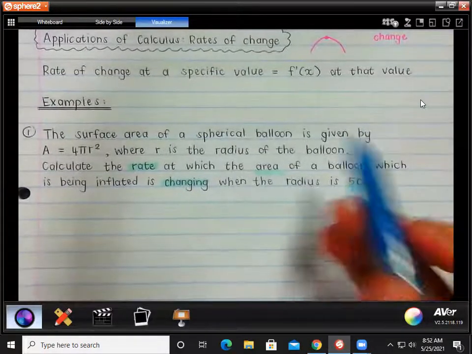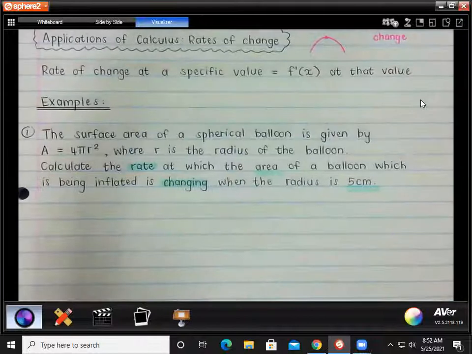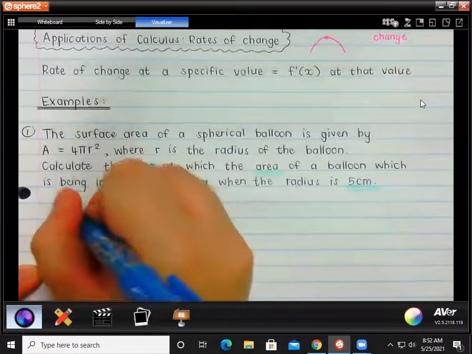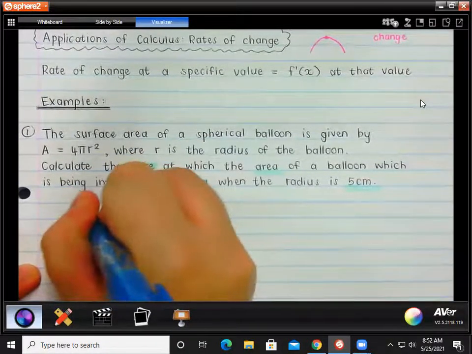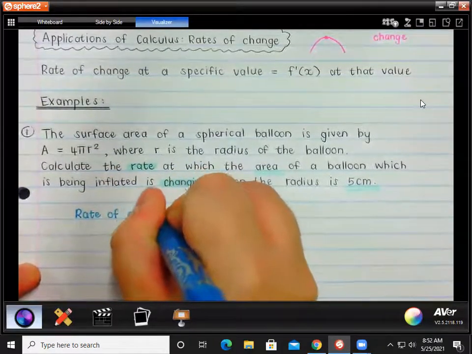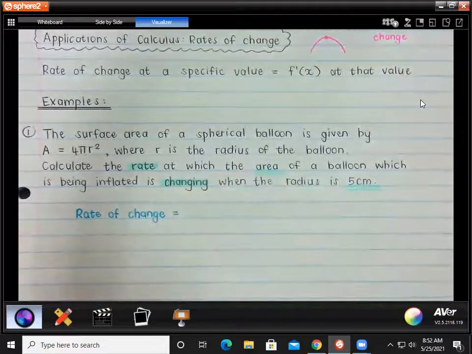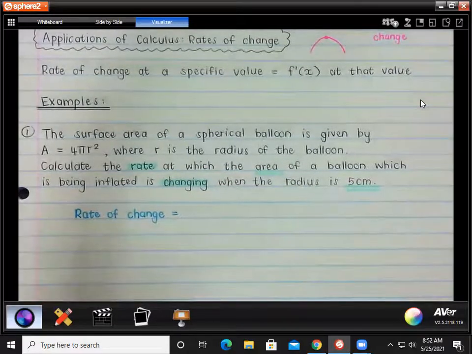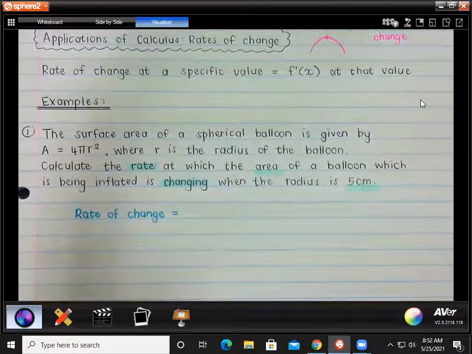Okay, but guys, are we fine with rate of change being the derivative? Okay, so let's just write that. Rate of change. And now, guys, we can't use f dash x. Let's practice using the correct notation.